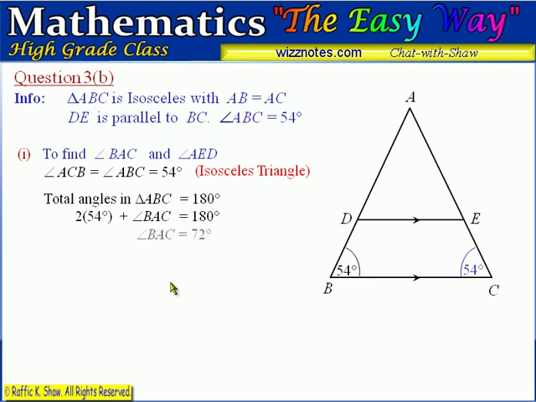And if we solve for angle BAC, the result is 72 degrees, because 2 multiplied by 54 is 108 degrees, and when we subtract 108 degrees from both sides, we end up with 180 degrees minus 108 degrees on this side, and so the result is that angle BAC is 72 degrees. So we can go ahead and show that 72 degrees on the diagram.